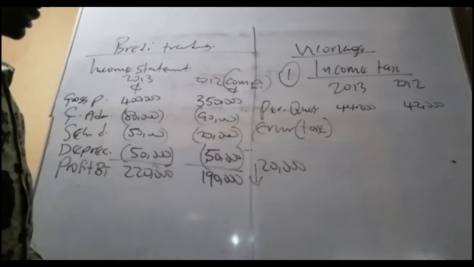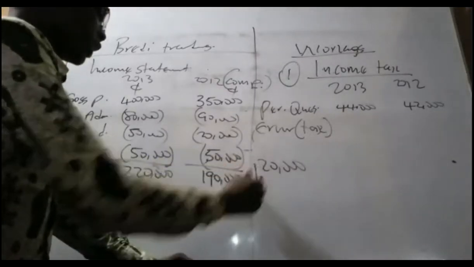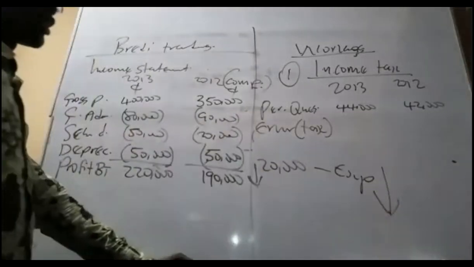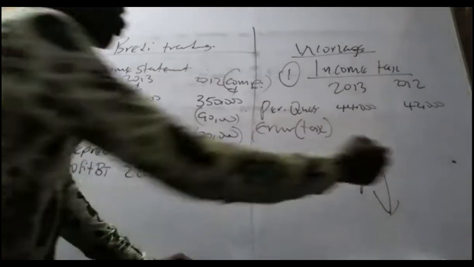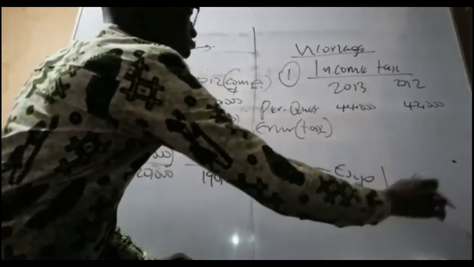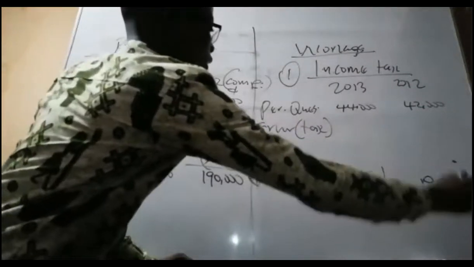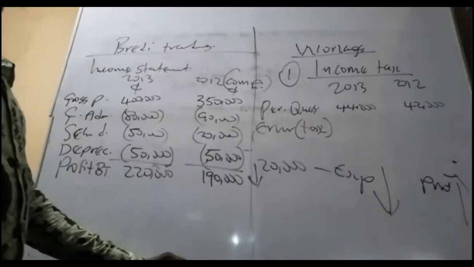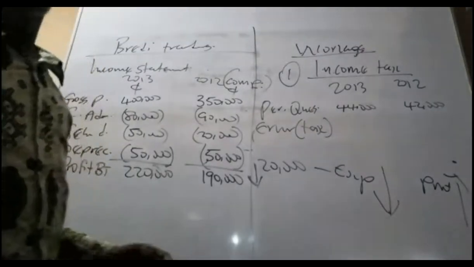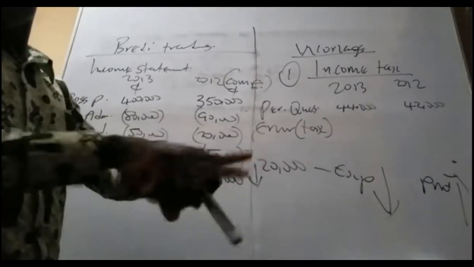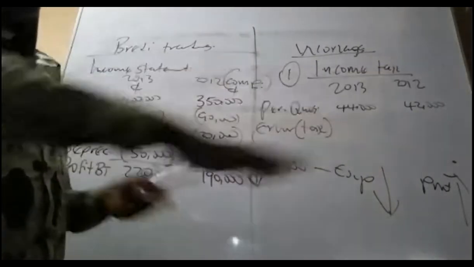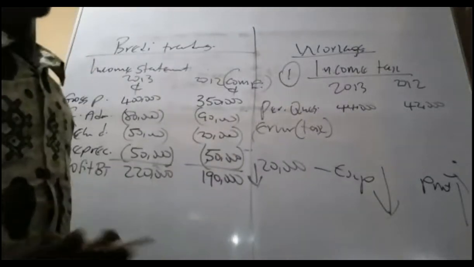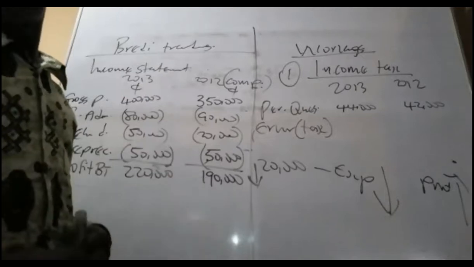Now, what will be the tax effect? If depreciation has gone down by 20, that means the expenses have also gone down by 20. What happened to profit? Profit has gone up by 20,000. Now, profit and tax are twins. They move in the same direction. When your profit is high, the tax authority will tax you high. If your profit is low, the tax will also be low.